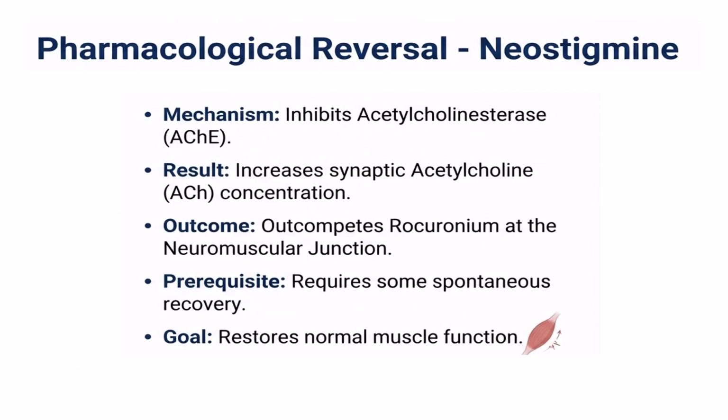When it is time to wrap up the case, traditional pharmacological reversal is achieved using anticholinesterase inhibitors like neostigmine. Neostigmine increases the concentration of acetylcholine at the neuromuscular junction, thereby outcompeting rocuronium and restoring normal muscle function, provided some spontaneous recovery has already begun.